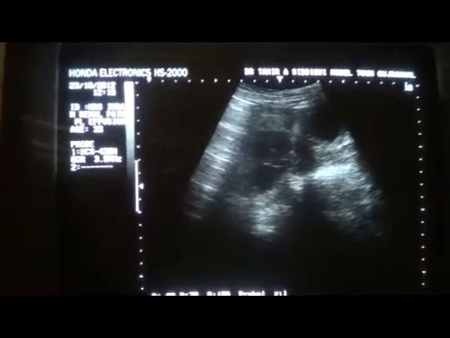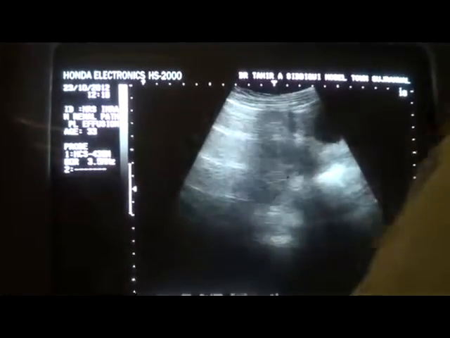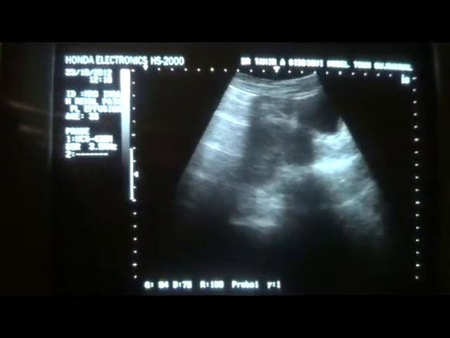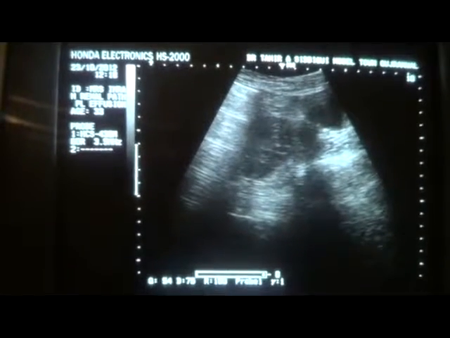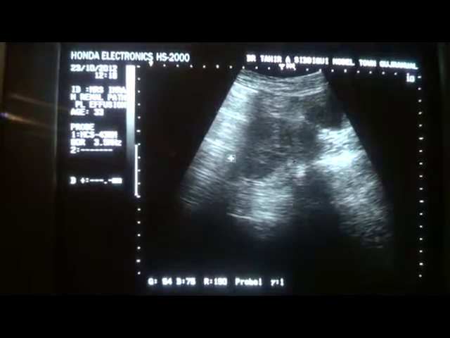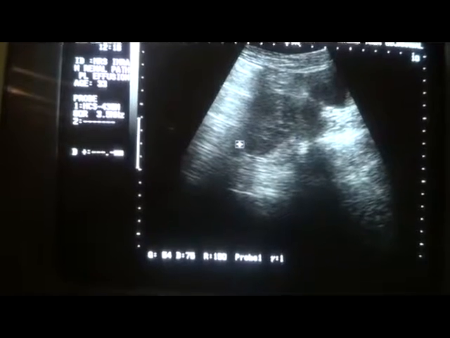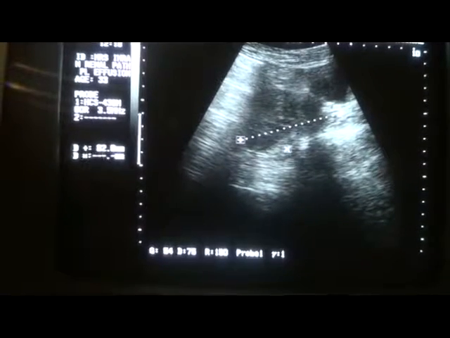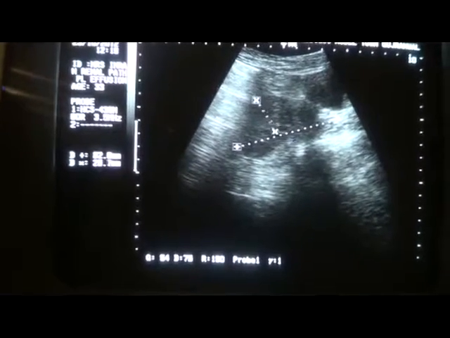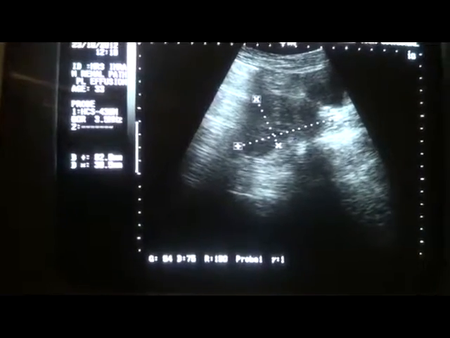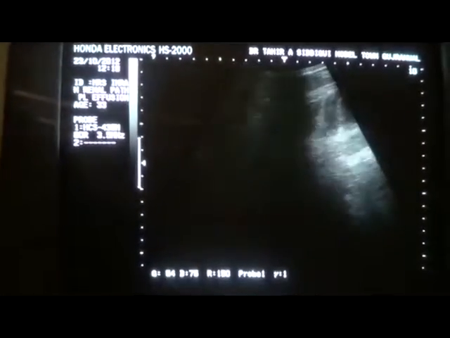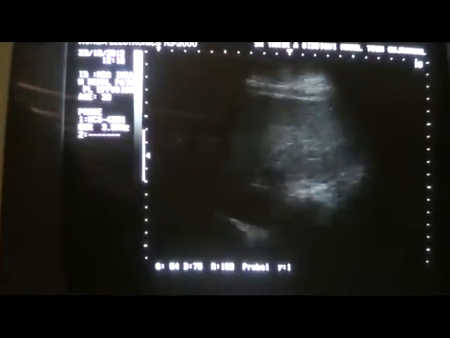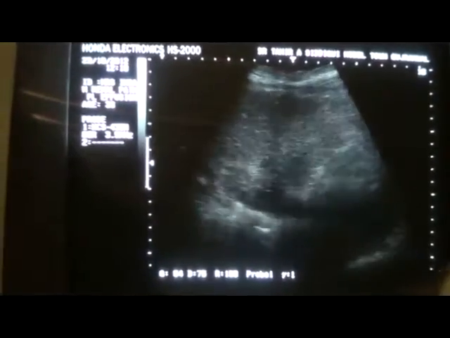This is the uterus. The uterus is seen in this region, though the urinary bladder is inadequately filled. The uterus is normally dimensioned. Do we have fluid in any other region?